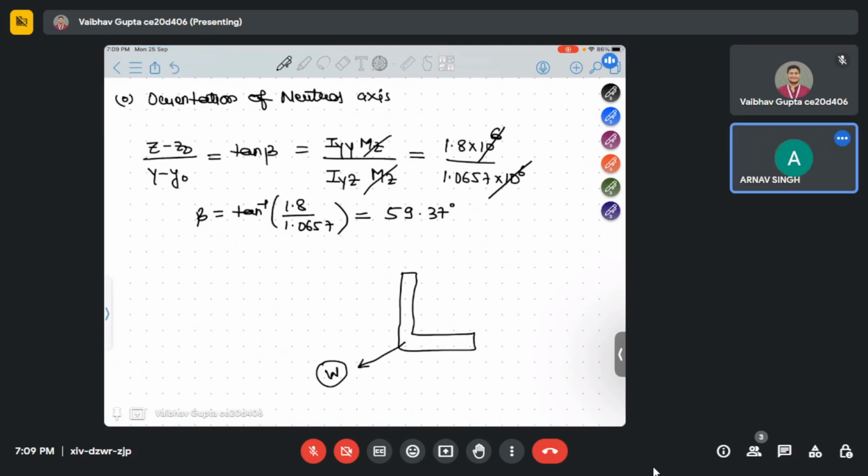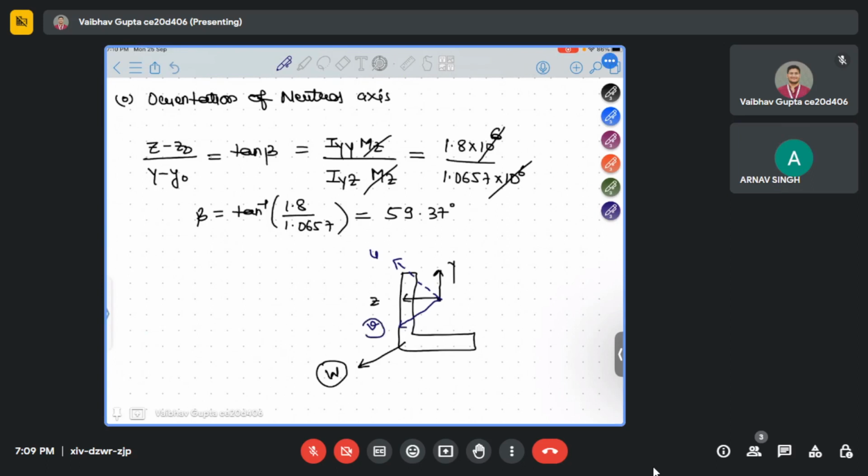Direction. No, see. This is your Y and Z, no? Yes, sir. You just resolve it into U and V. Okay, sir. So now see, W is applied in V direction. So you will get MU moment, and MV moment will be equal to 0, because W is applied in V direction.